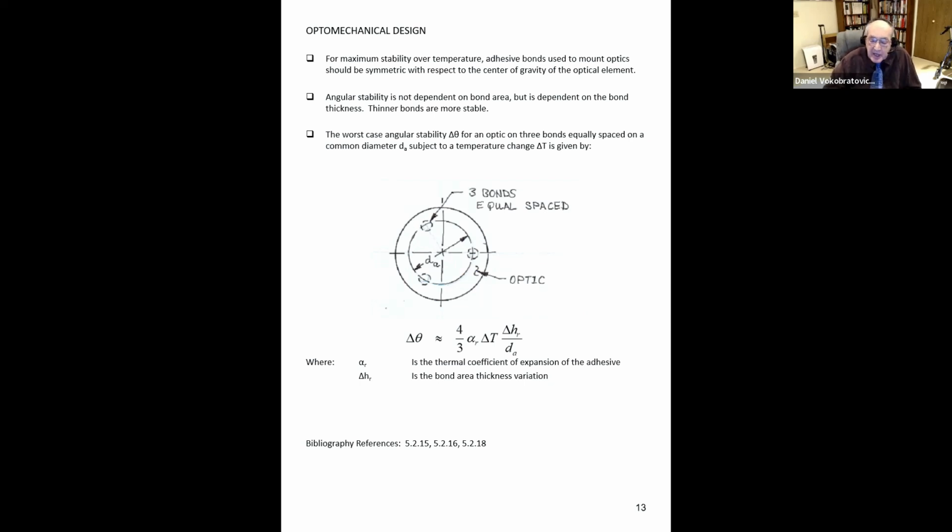The way we can do that is knowing the tolerance on the allowable tilt of the mirror, delta theta, in radian units, knowing the thermal expansion of the adhesive and the change in temperature, delta T, we can then derive delta H sub R, which is the tolerance in terms of thickness from adhesive bond to adhesive bond. So this allows us to ensure that we will have good stability over temperature.